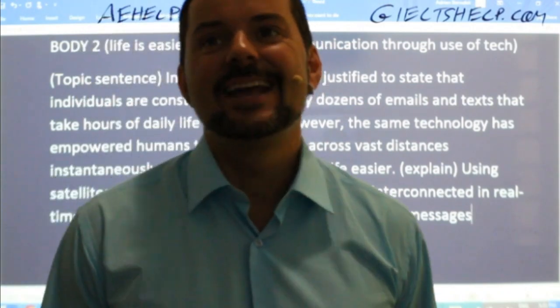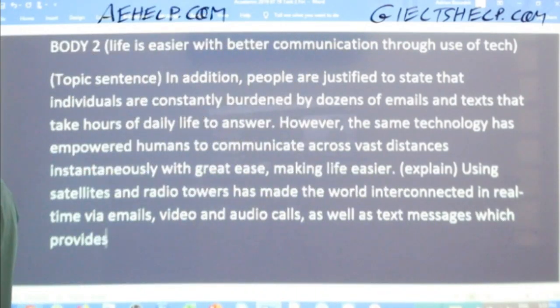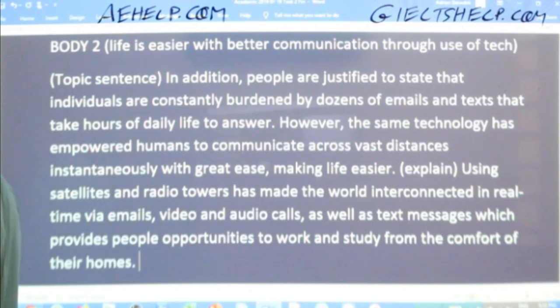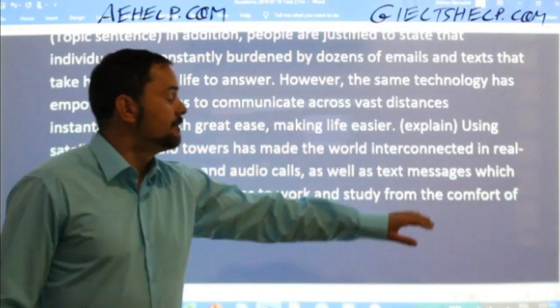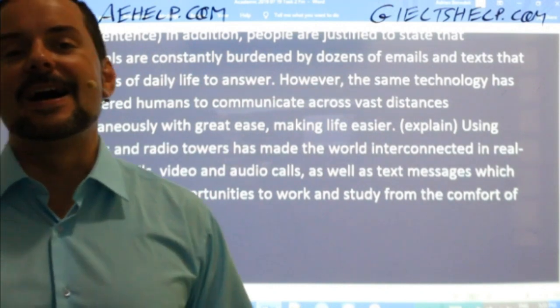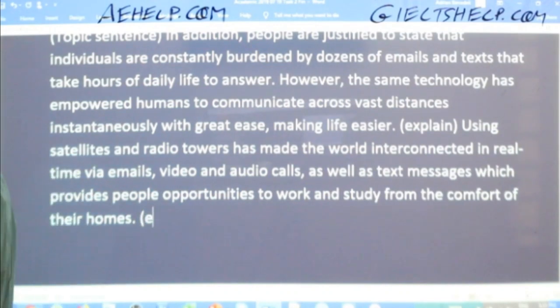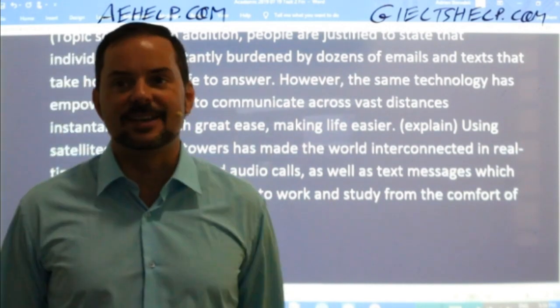True, Timur Khan, absolutely. So, which provides people opportunities to work and study from the comfort of their homes. Absolutely. Okay. And I had a little chuckle there, and maybe somebody can guess why. Of course, the example is coming up next. So I had a little chuckle to myself visualizing the example for that.